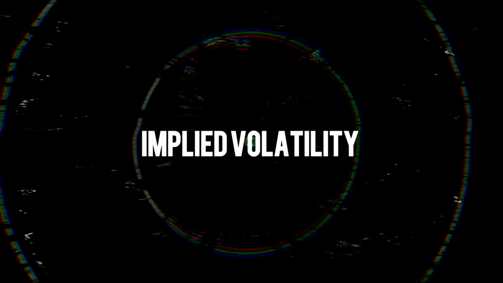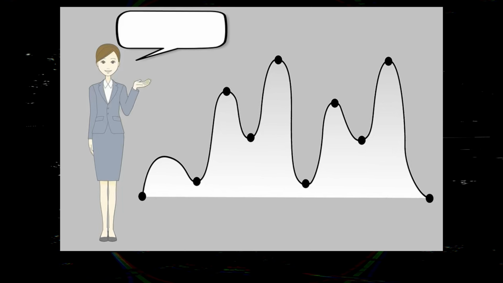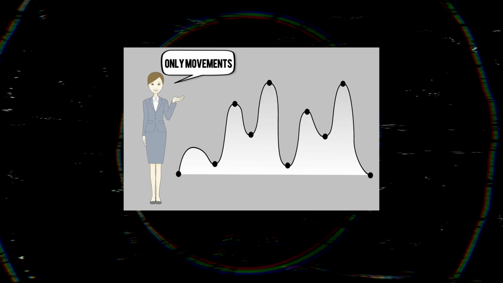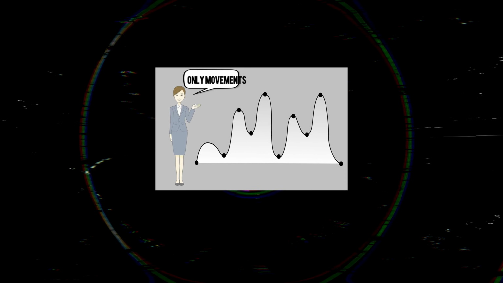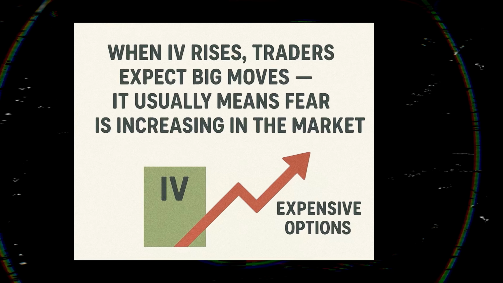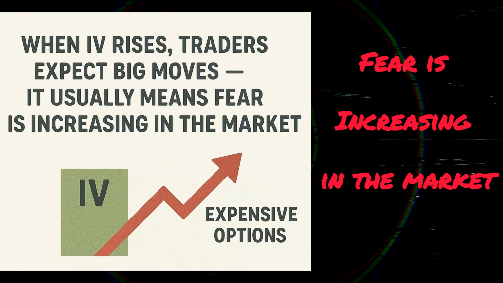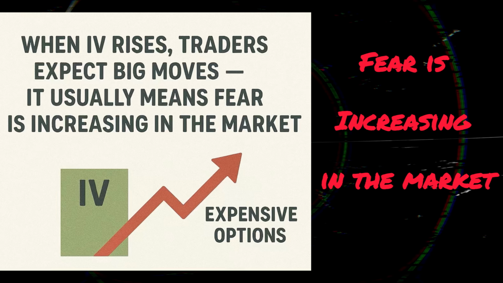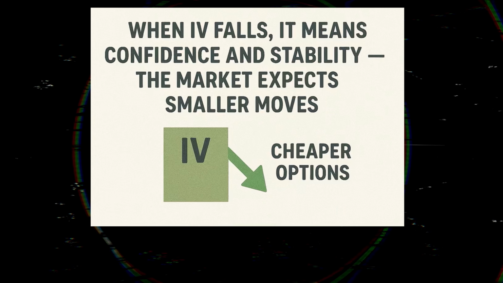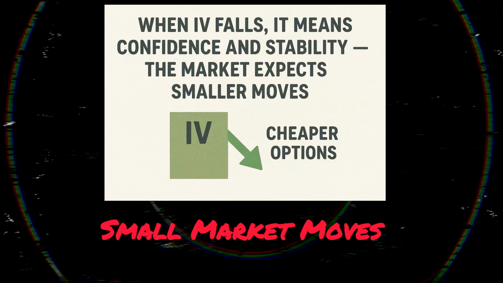Next, let's talk about implied volatility as well, which we call IV. IV represents the expected movement in the market, not direction, it's just volatility in the market. When IV rises, traders expect a big move. It usually means fear is increasing in the market. When IV falls, it means confidence and stability in the market. The market expects smaller moves.